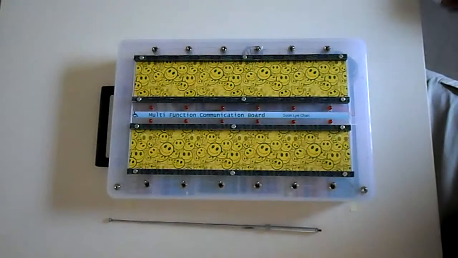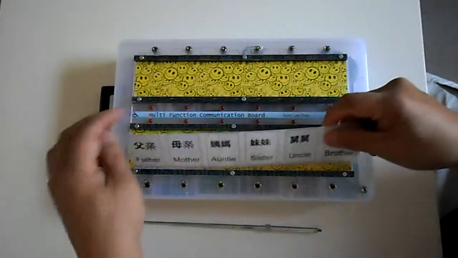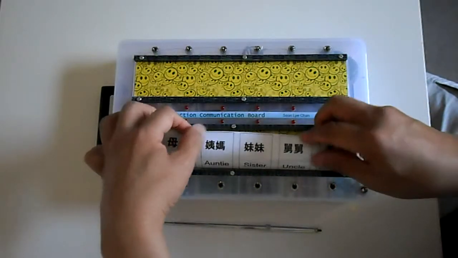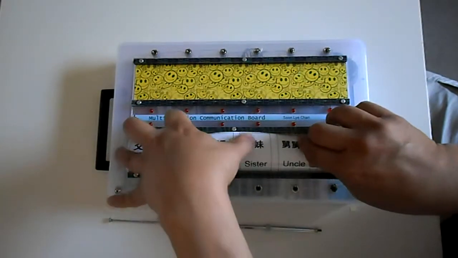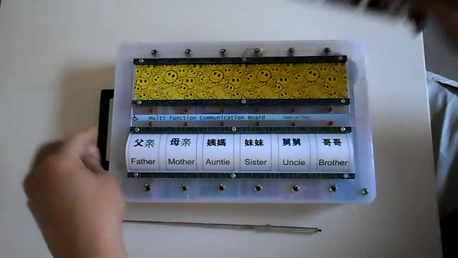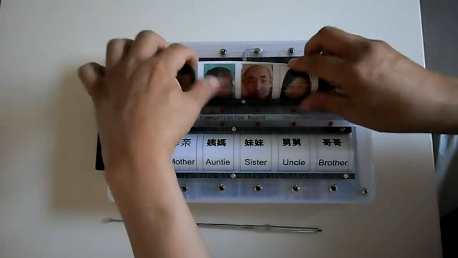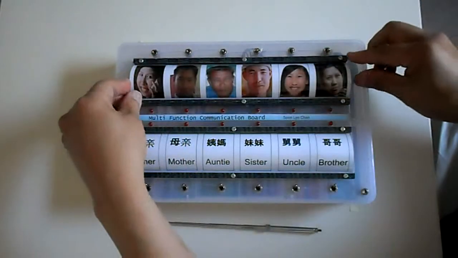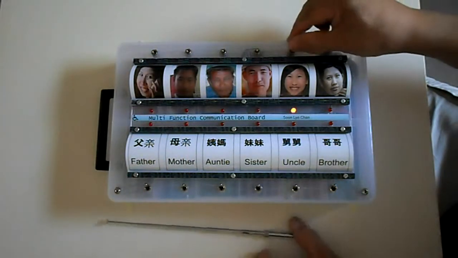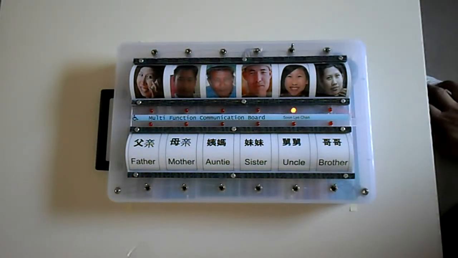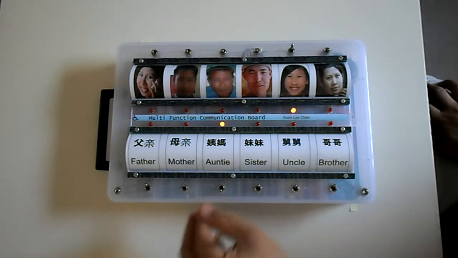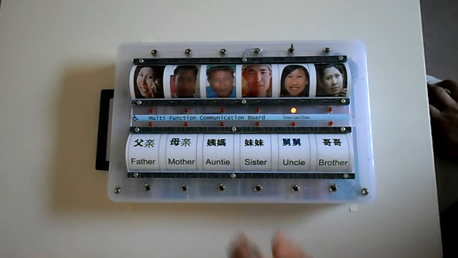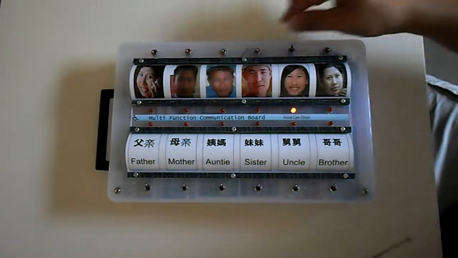Another example, by having different languages in there, and the respective relatives, you can ask the question, who is this? And again they will acknowledge, that's my auntie or my sister, or with a pointer for them to acknowledge who is who.